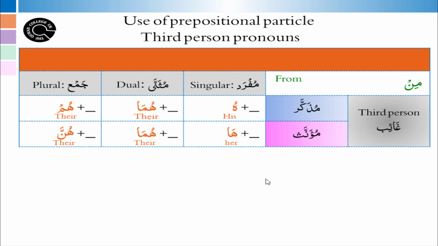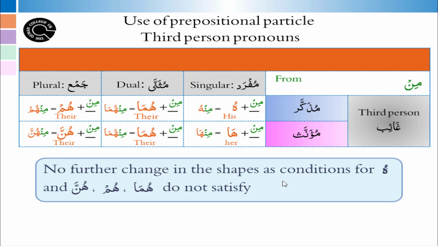Another particle is min. The meaning of min is from. That means from one place to another. So if it is applied on who, then it becomes minhu, minhuma, minhum, minha, minhuma, and minhunna. No rules apply on that one, so therefore you would leave it as it is. So minhu will become minhu, minhuma, minhum, minha, minhuma, and minhunna.